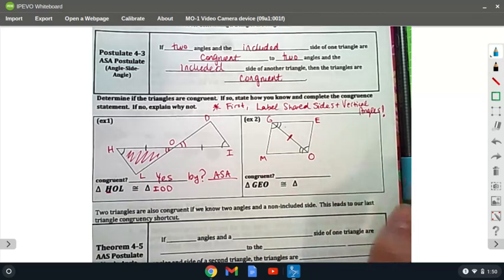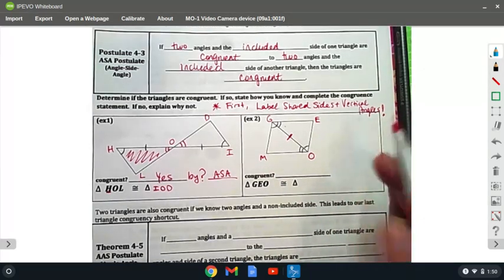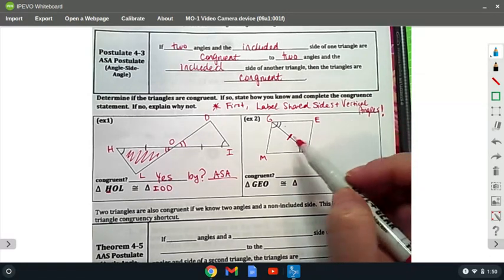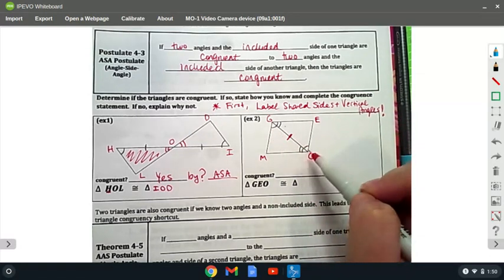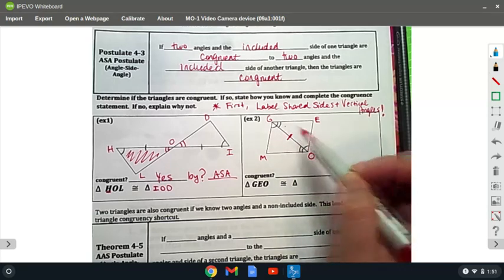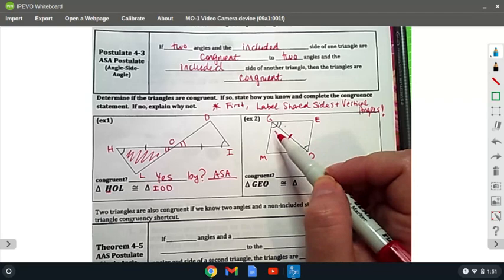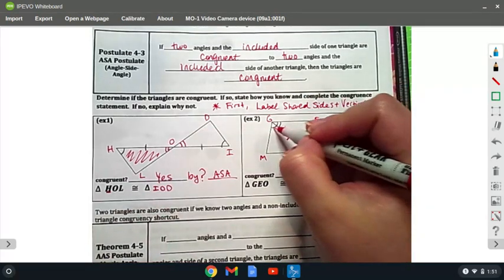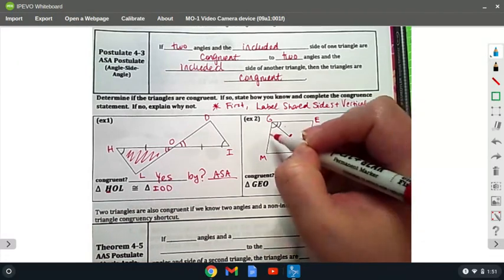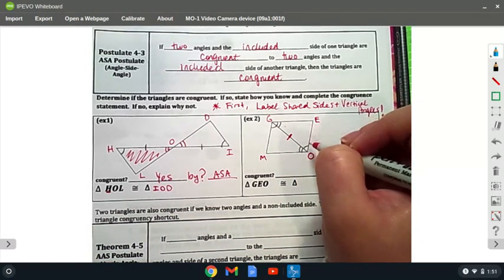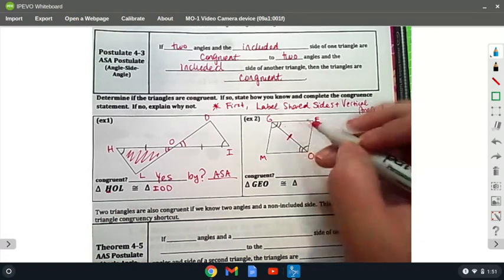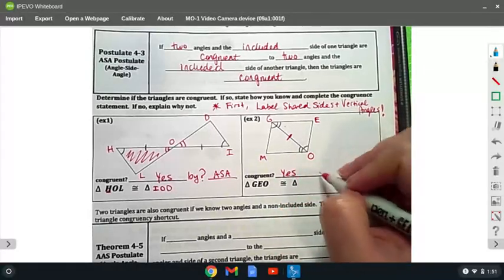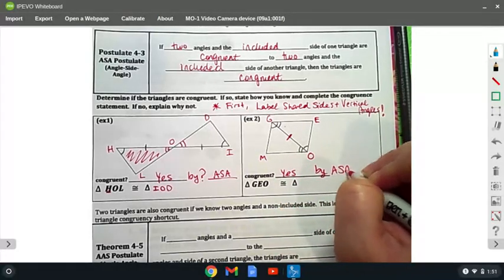Over here in example 2, we want to also find out if these are congruent. Now, like I said last class, don't be alarmed by the fact that this one arc is on the bottom in this triangle and this one arc's on the top in this triangle. Remember that triangles can be flipped and turned. So here I have angle, an included side, and an angle. So angle, side, angle. If I look in the other triangle, I have the same thing, angle, side, angle. So this is congruent by angle, side, angle.